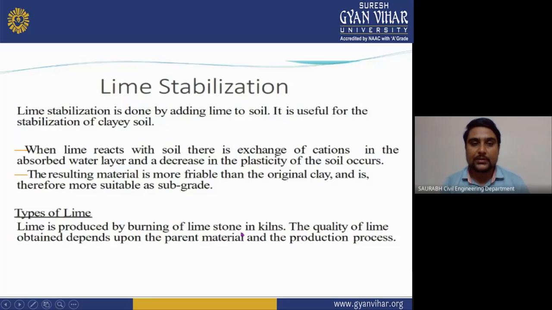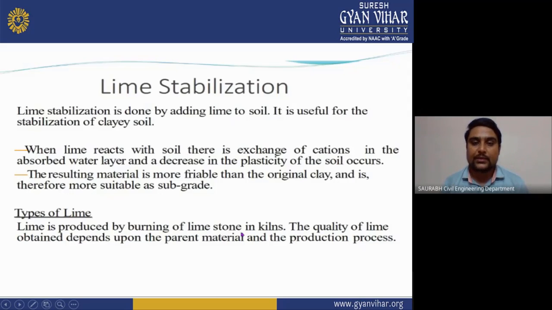Here is lime stabilization. Lime stabilization is done by adding lime to soil. So you can understand what we have to do in lime stabilization: we have to use lime with the soil, and it helps to improve the bearing capacity of the soil. It is useful for the stabilization of clay soil.